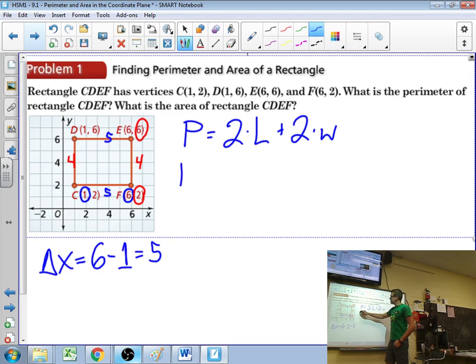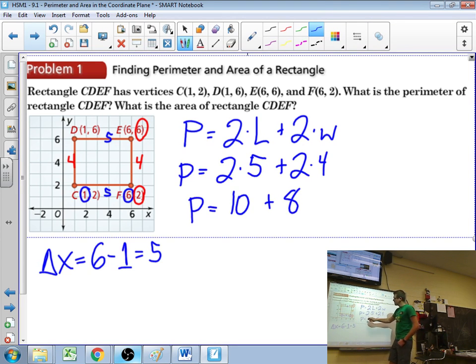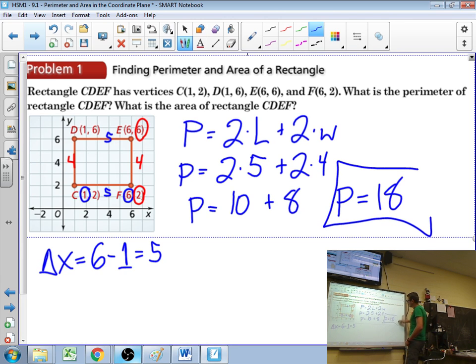So I come back to my formula and I say, alright, it's 2 times the 5 plus 2 times the 4. This is 10 and this is 8. So my perimeter ends up as 18. And because we do not have units, you could just write units if you want, or you don't necessarily have to, but we like to have units. So ideally that would be inches or centimeters or something like that.